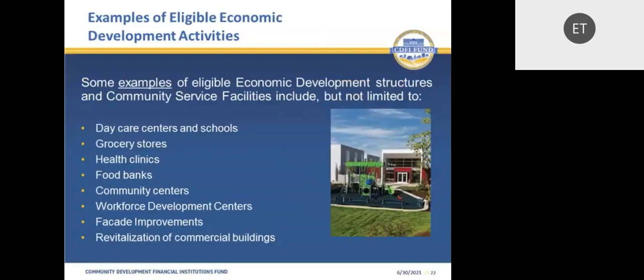So what are some examples of eligible economic development activities? Daycare centers and schools, grocery stores, health clinics, food banks, community centers, workforce development centers, facade improvements, revitalization of commercial buildings, and many other types.